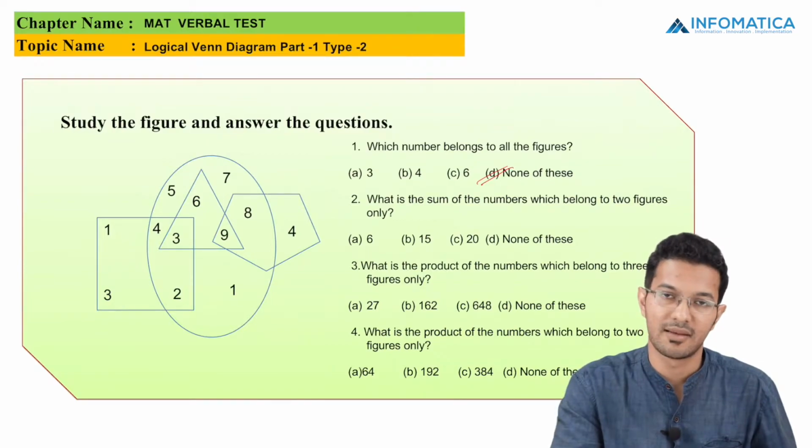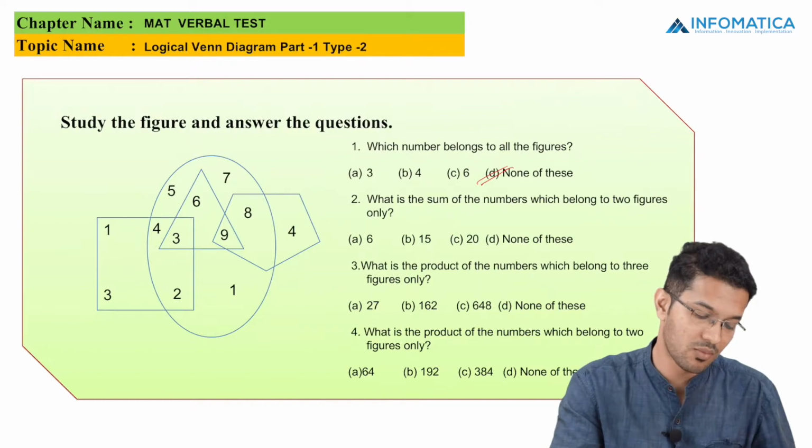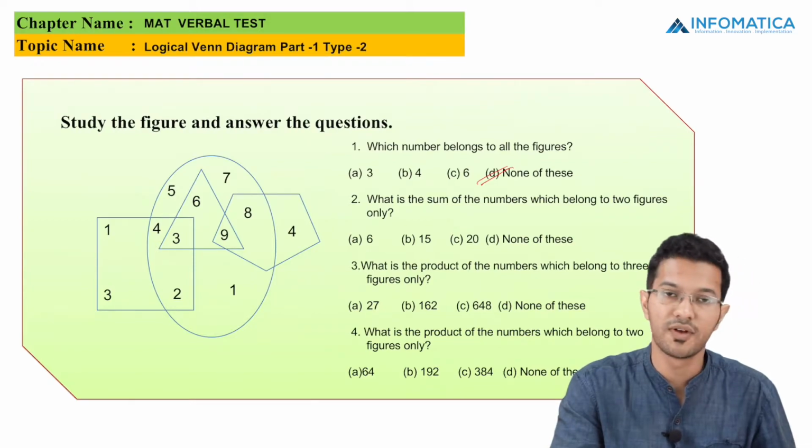Now let us look at the second MCQ. It says, what is the sum of the numbers which belongs to two figures only?